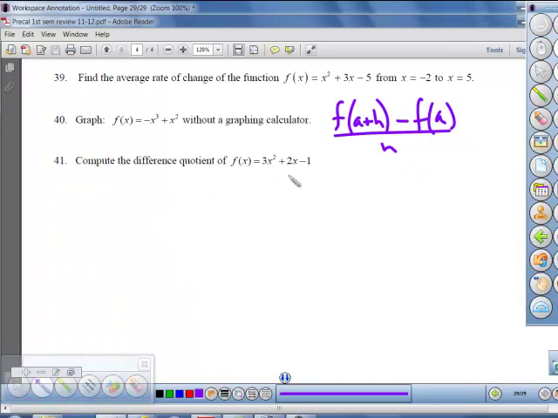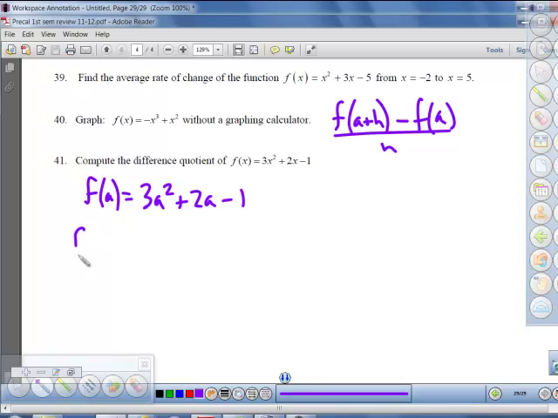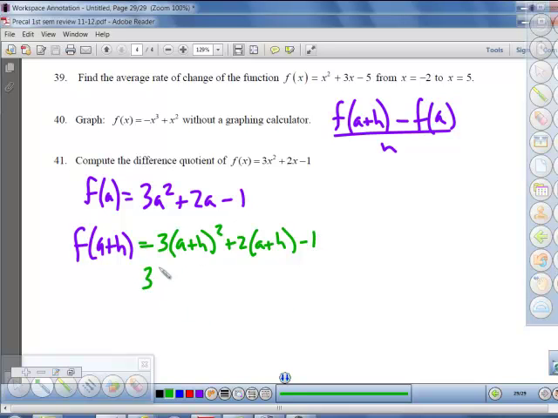So here, f of a is what I'm going to compute first because it's easiest. I just have to substitute a everywhere I see an x. Okay, now f of a plus h is not as easy. Everywhere I see an x, I have to put a plus h. Then I have to square this. This is going to be 3 times a squared plus 2ah plus h squared.